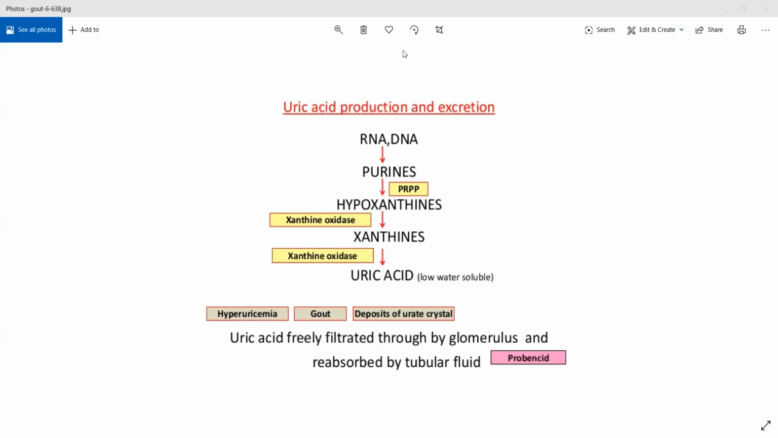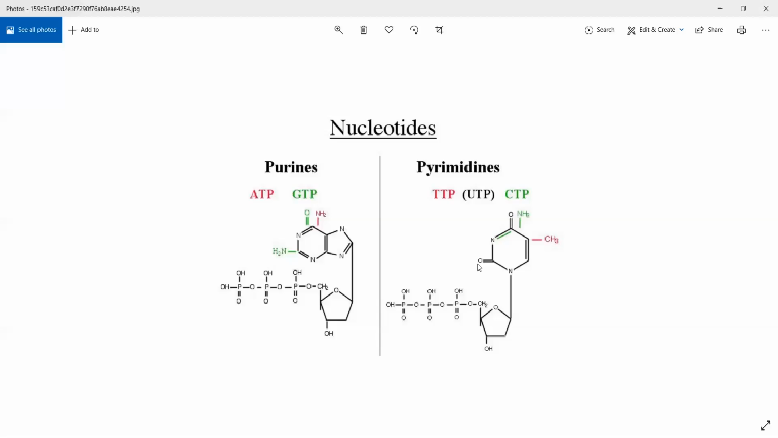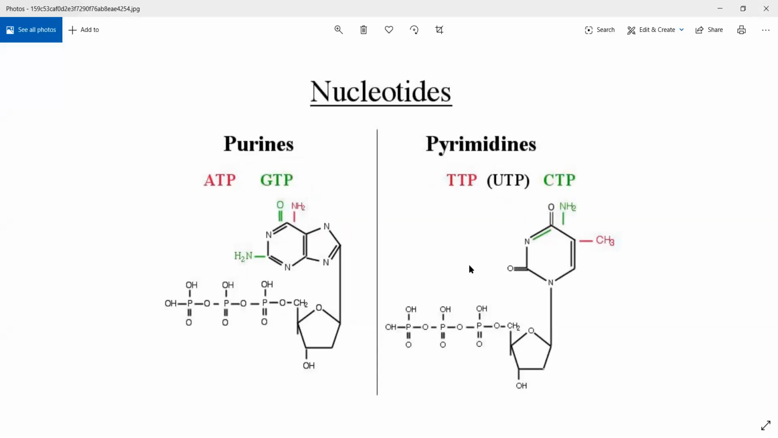Now, we have studied in RNA and DNA, you had a chapter about purines and pyrimidines, right? Adenosine monophosphate, guanosine triphosphate, all of that. Just to refresh your memory, I have one image. So these are nucleotides, right? Purines and pyrimidines are nucleotides. We are specifically talking about purines here. So adenosine and adenine and guanine are the main ones that will come into the picture.